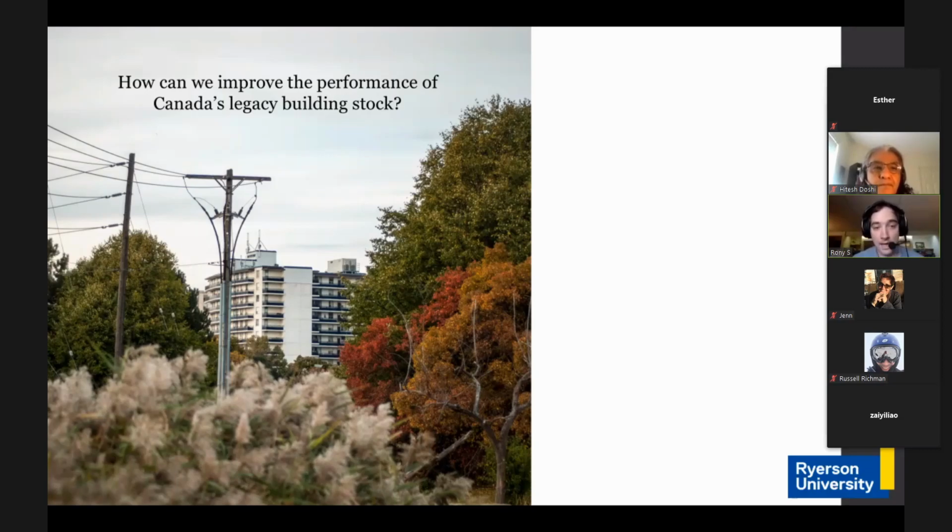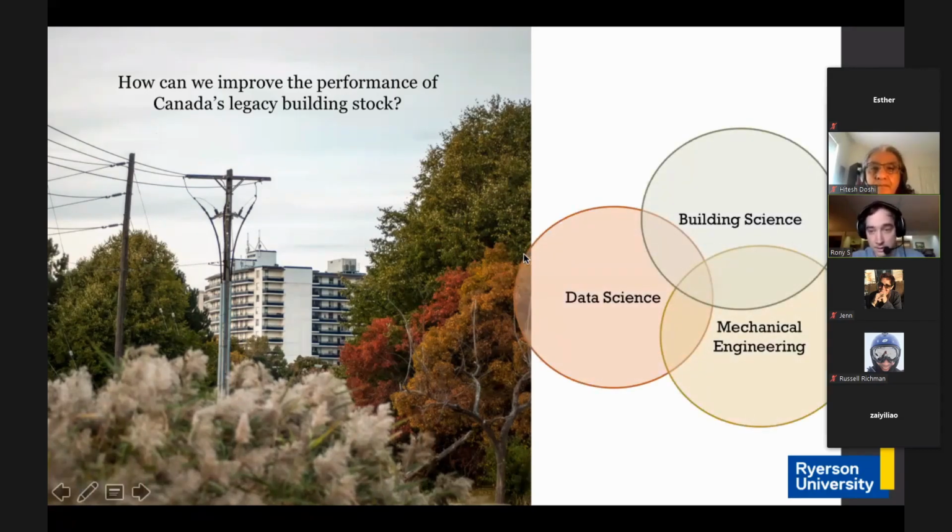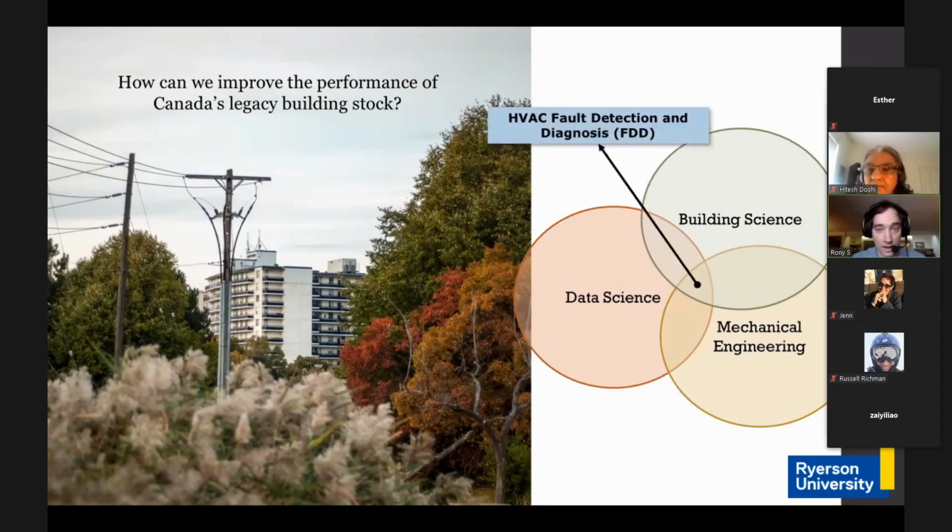We observed that much of my experience lies in these three fields: building science, mechanical engineering, and data science. And at the intersection of these three topics, we found the topic of HVAC fault detection and diagnosis. When we look at a building, we know that there are many systems in there, and with my experience, we found that HVAC systems is something that we can use to leverage or improve the performance of buildings in Canada.